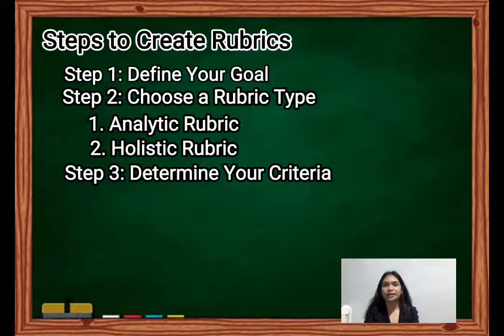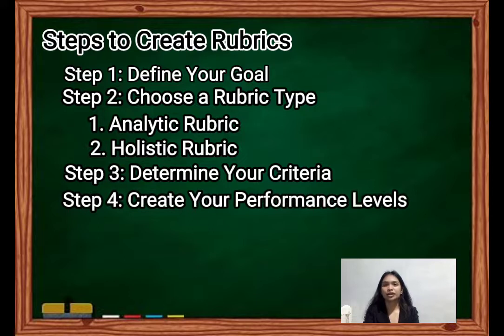Step 4. Create your performance levels. Once you have determined the broad criteria you would like students to demonstrate mastery of, you will need to figure out what type of score you will assign based on each level of mastery. Most rating scales include between 3 and 5 levels.